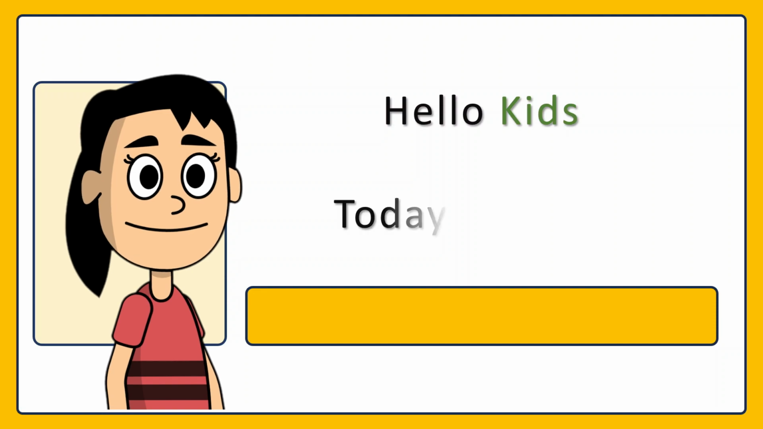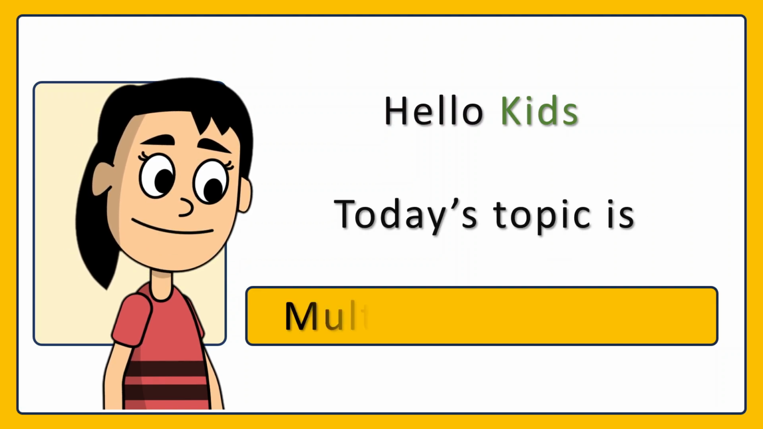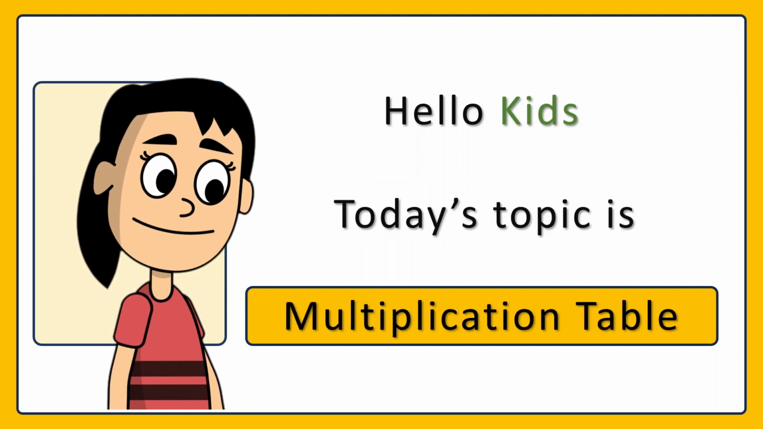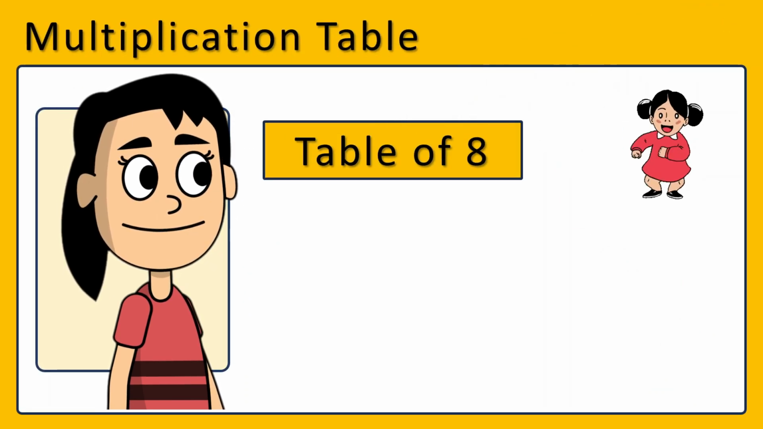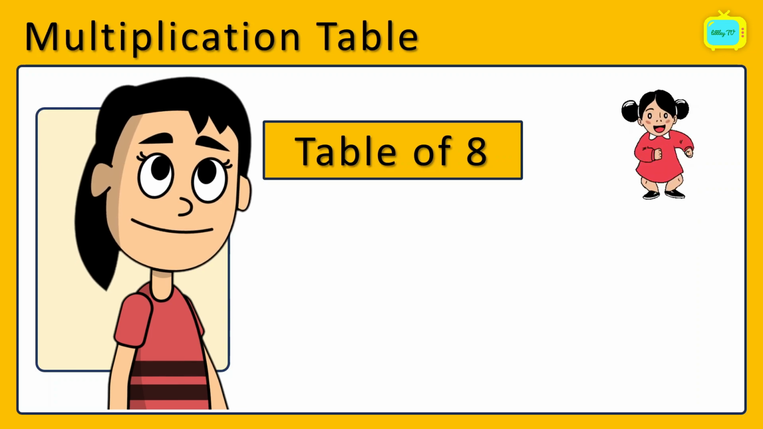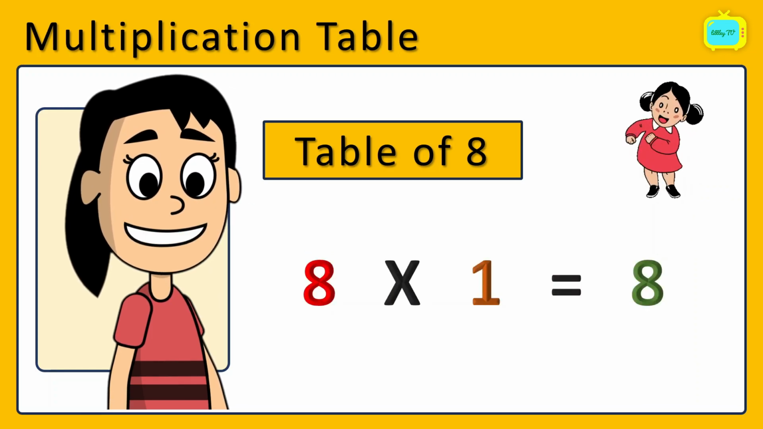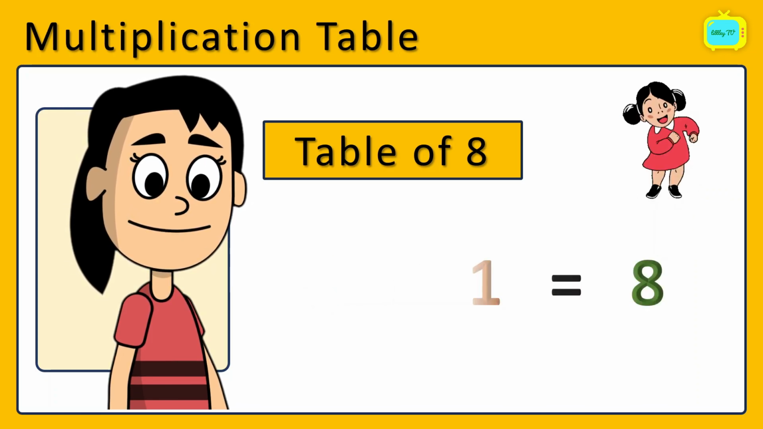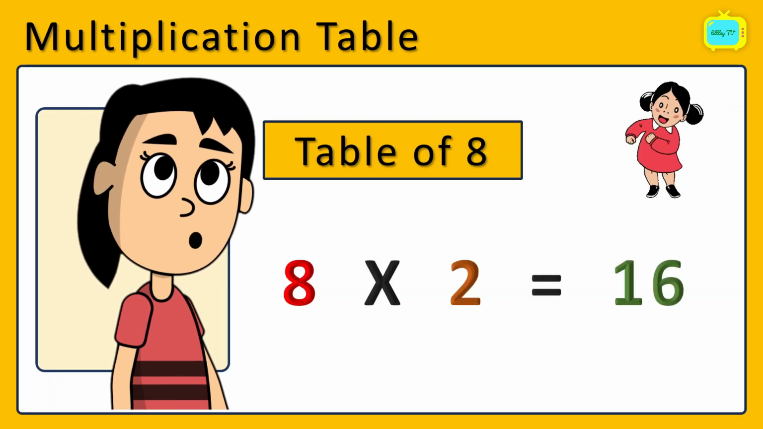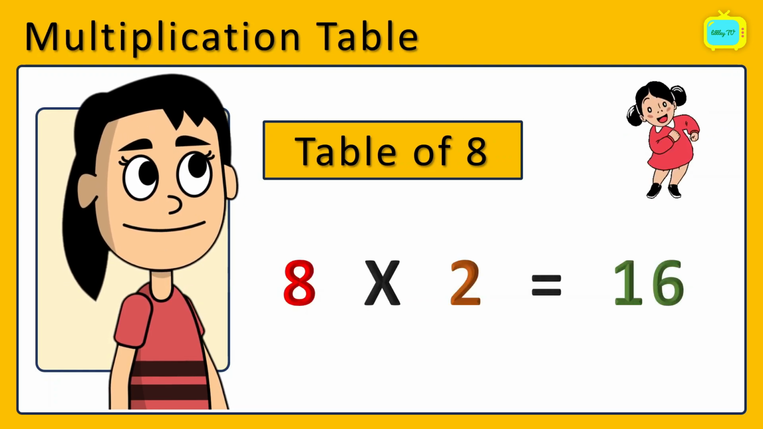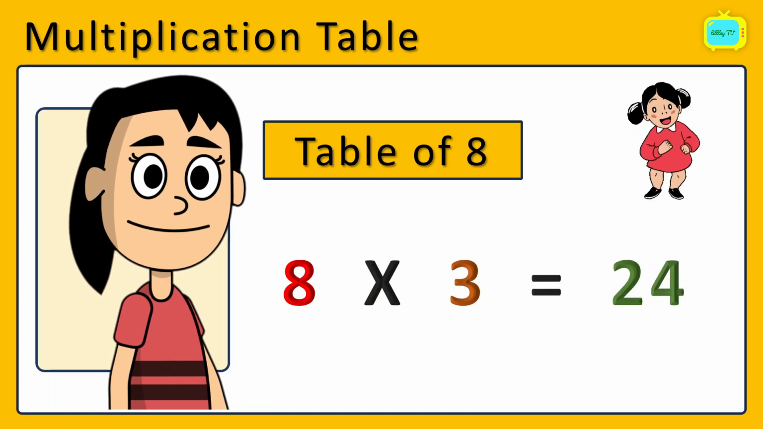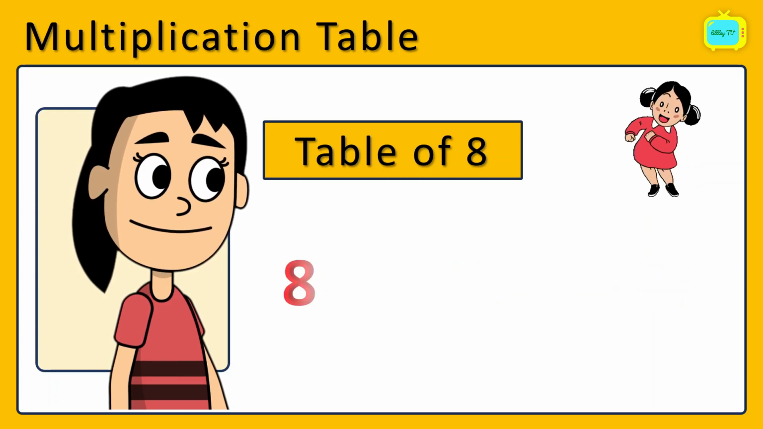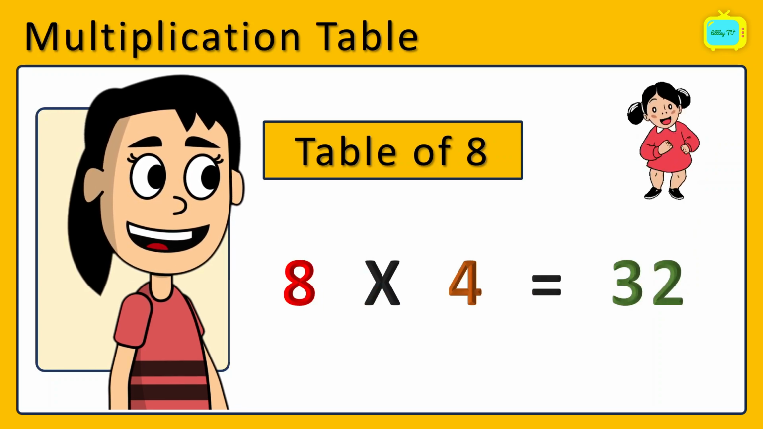So kids, our today's topic is multiplication table and we will learn table of 8. So let's start. 8 1s are 8. 8 2s are 16. 8 3s are 24. 8 4s are 32.